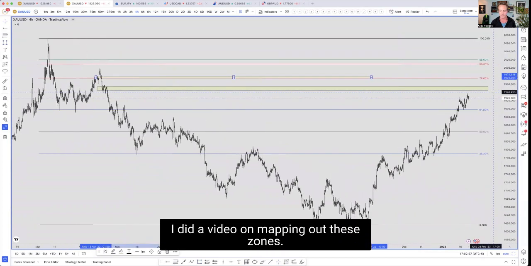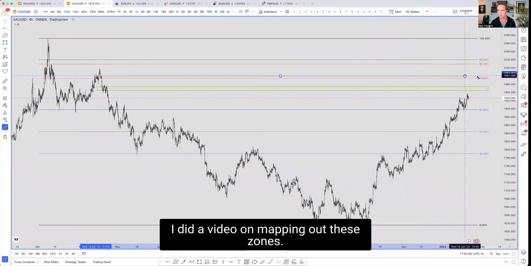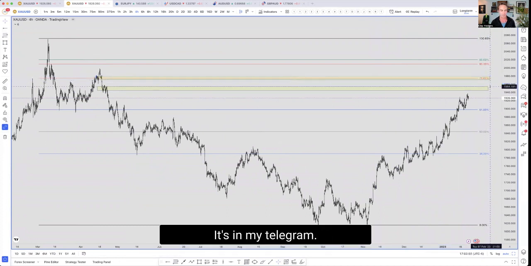I'll map out these levels. I did a video on mapping out these zones. Hopefully y'all saw it. It's in my Telegram.